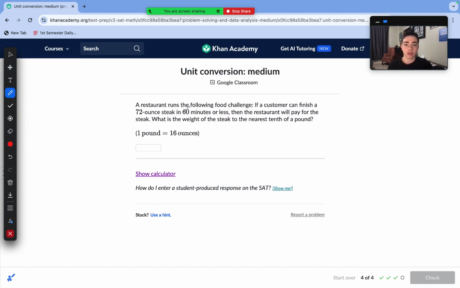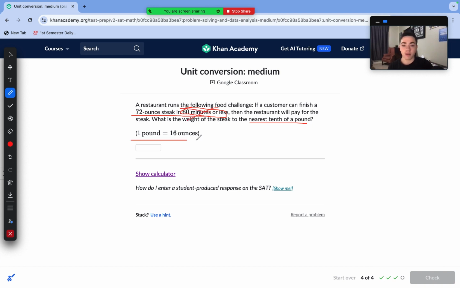A restaurant runs the following food challenge. If a customer can finish a 72-ounce steak in 60 minutes or less, then the restaurant will pay for the steak. What is the weight of the steak to the nearest tenth of a pound? So this is just rounding at the very end. So we can convert our ounces to pounds. So this 60 minutes or less is just a distractor, so we're not going to use this whatsoever.